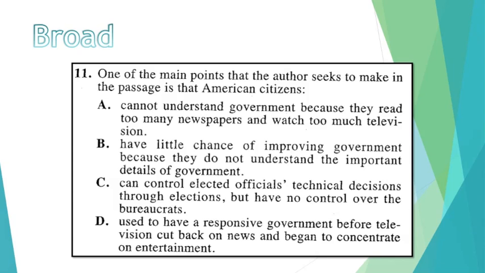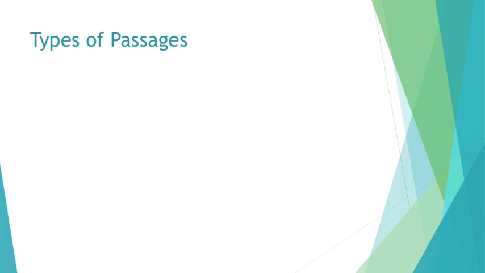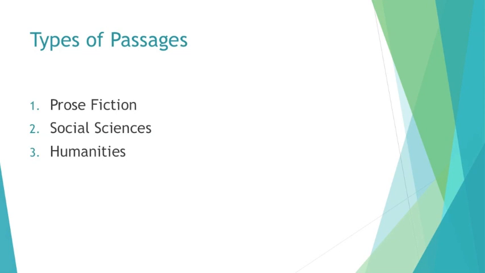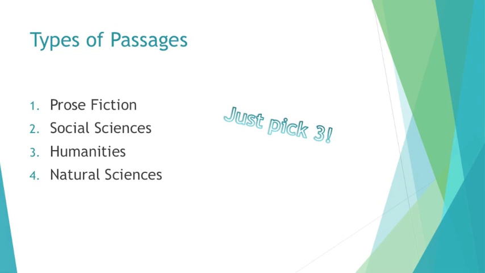Now, when students are working through the reading section, they can read the passages in any order they want to. There are 4 different types of passages in the reading section. You'll always be given a prose fiction passage, a social science passage, a humanities passage, and a natural science passage. Now, it's really hard to complete all 40 questions reading all 4 of the passages, so we recommend that you have your student thoughtfully tackle 3 passages instead of trying to rush through all 4.